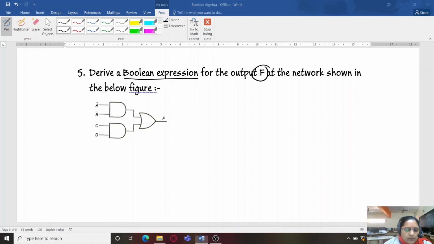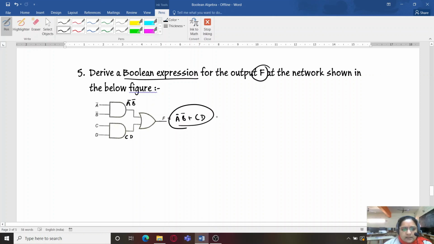So here what we are going to do is A complement B complement, and the gate is an AND gate. So the output will be A'B'. Similarly here the output would be CD. Now we have an OR gate over here. So the function coming out of this would be A'B' plus CD. So this is our answer.